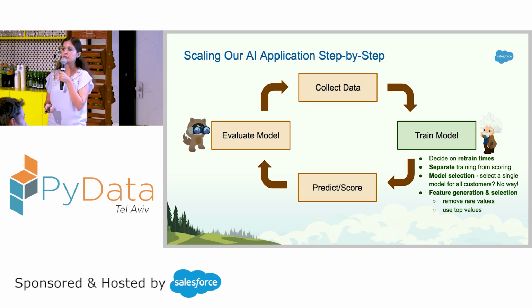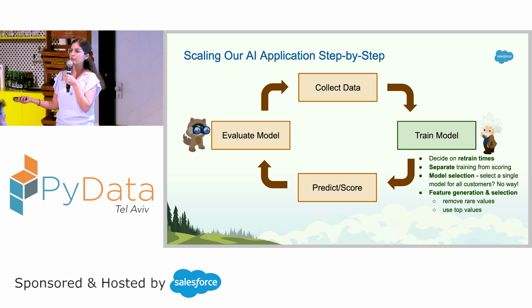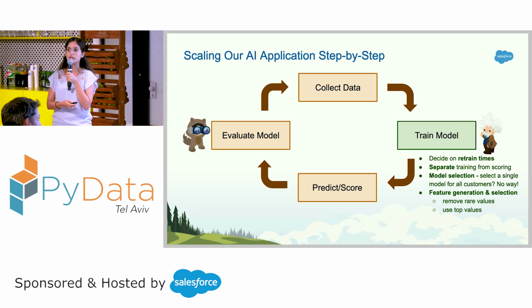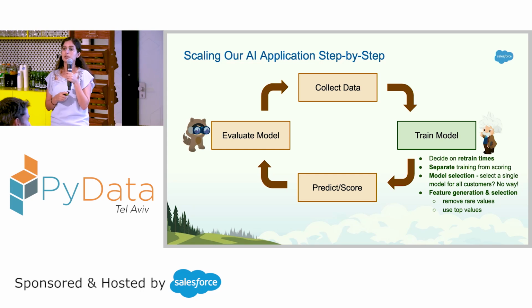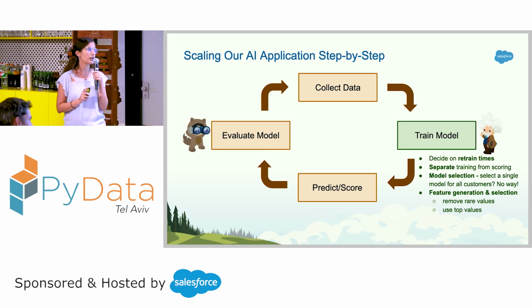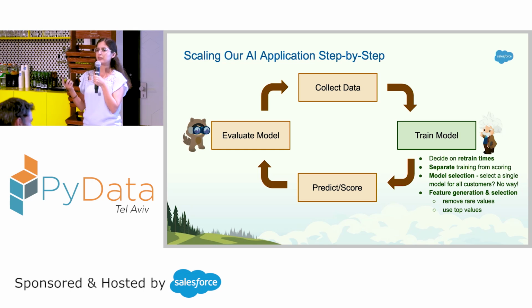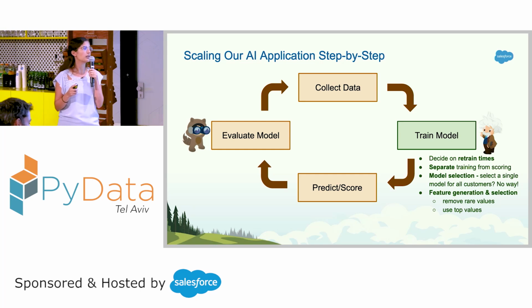Moving on to the train model phase, you have to decide on the retrain times. When do you really need to retrain your models? How frequently do you need to do that? And if it's not as frequent as providing the predictions, a good idea would be to separate between the two, between the training and the prediction. And we do that. We have different flows for that. How do you select a model for all your customers? Do you use the same model for all customers? So we'll see how we tackle that later on.